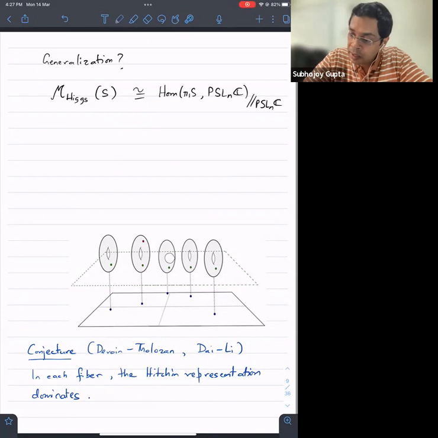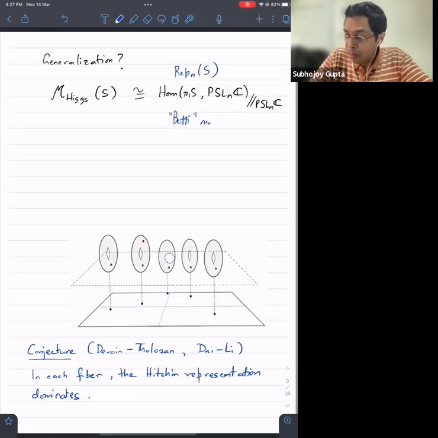Let me call this space of representations to PSL(n,C), Rep_n(S). This is the representation variety. People familiar with the non-abelian Hodge correspondence, which I've mentioned here, will know this is the Hitchin moduli space.